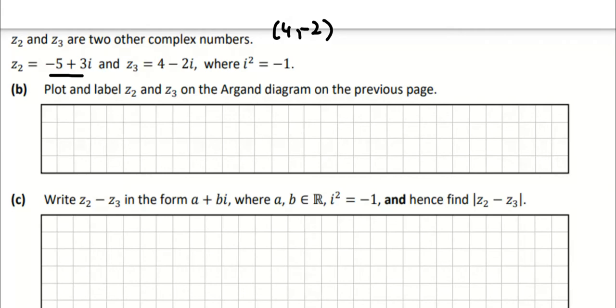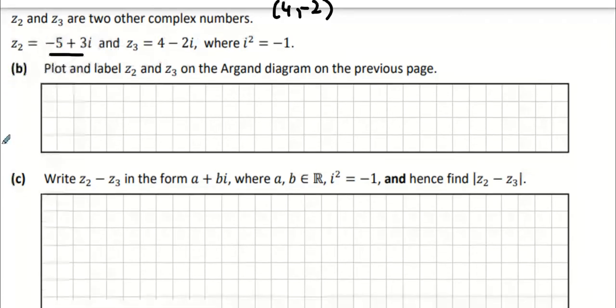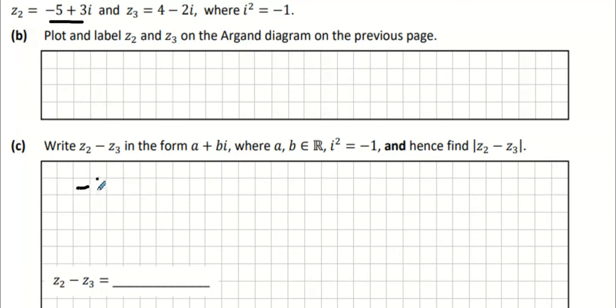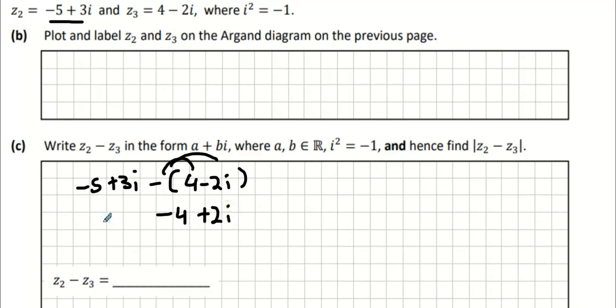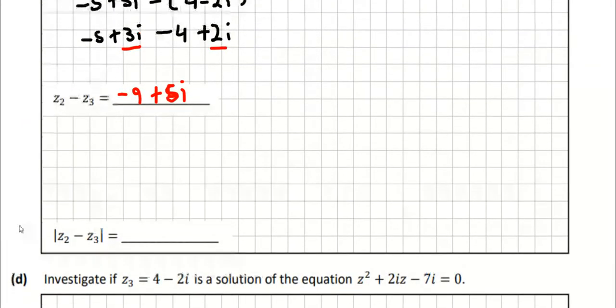Write Z2 minus Z3 in the following form. No bother. So Z2 is -5 plus 3i. Take away Z3, which is 4 minus 2i. You're basically multiplying in by minus. You get -4 plus 2i. You get -5 plus 3i. -5 minus 4 is -9. 3i plus 2i is 5i. That's -9 plus 5i. Okay.